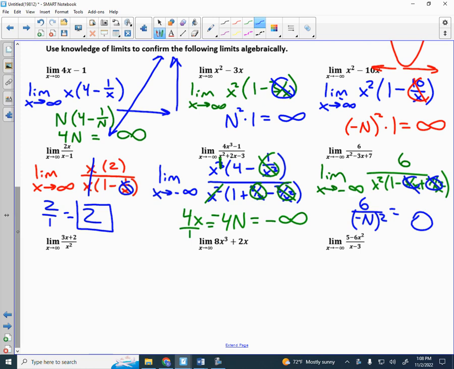Okay, I factored out an x squared on the bottom, and notice as I factored out the x squared on the bottom, the top remained 6. Those two pieces went to 0, and as you square a really large negative number, you come up with a really large positive number, and 6 over that should give you 0. Everybody okay with that? Good.